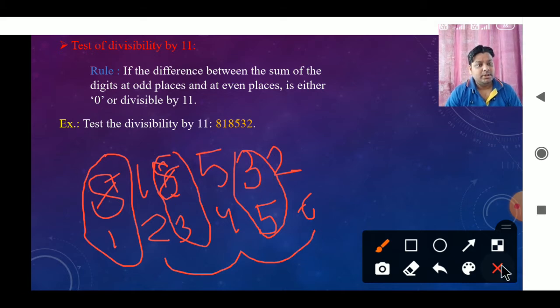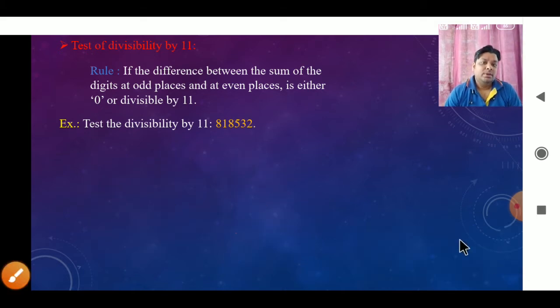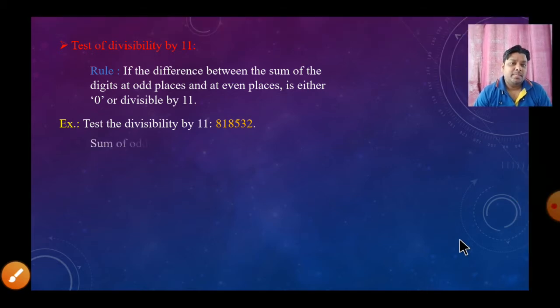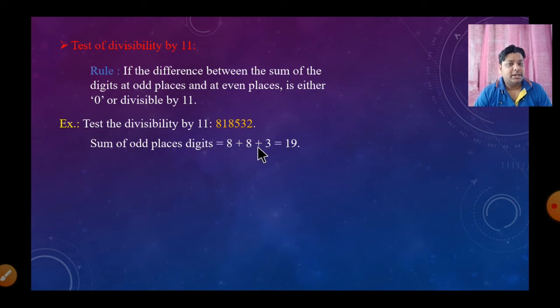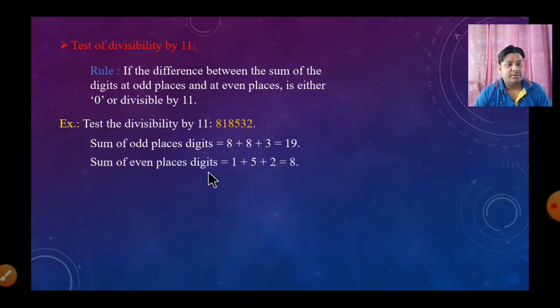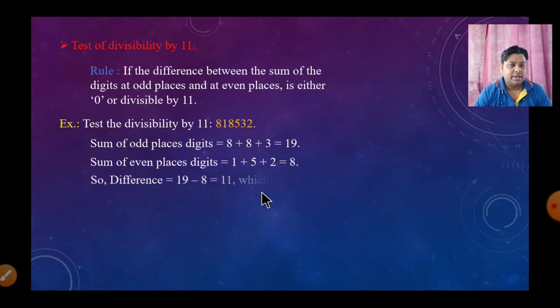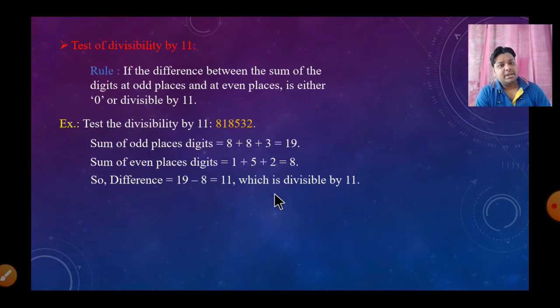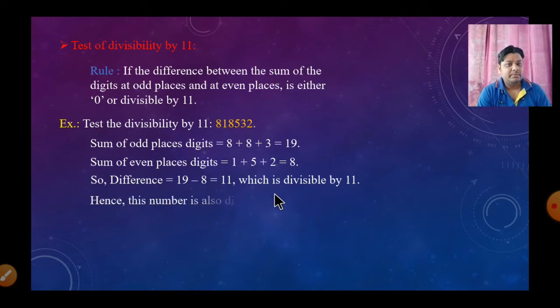Okay. Now let's see how. At first we will add the odd place digits, meaning 8 plus 8 plus 3, which is 19. Now similarly, if you add the even place digits, 1, 5 and 2, you will get 8. Now we will subtract both numbers: 19 minus 8 is 11, and 11 is clearly divisible by 11. So we can say that this number is also divisible by 11.